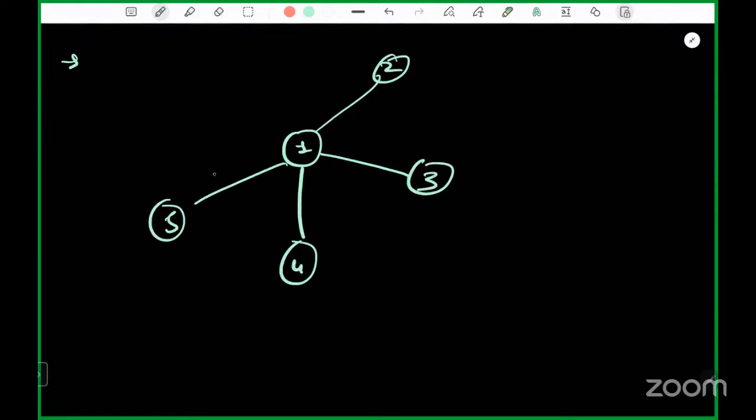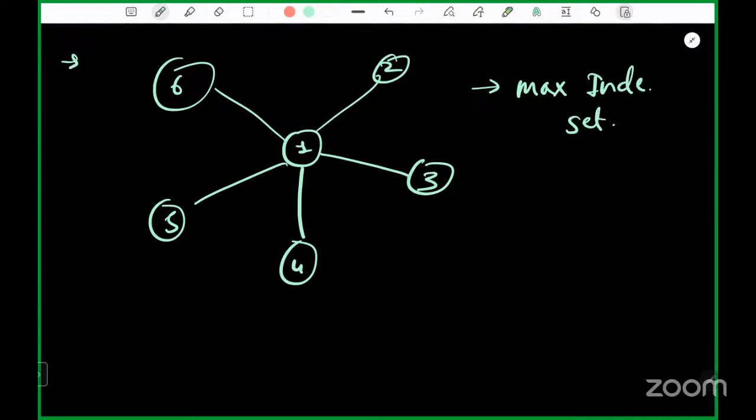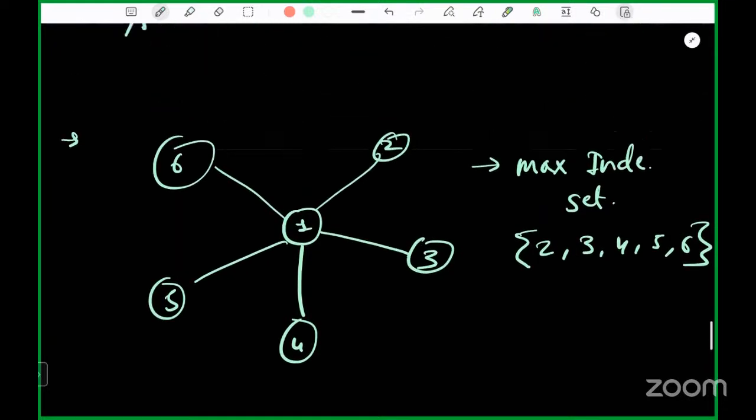Okay, so let's take one more example. Suppose I give you a similar one: 1, 2, 3, 4, 5, 6. Suppose this is the graph. Now what will be the length of the maximum independent set? What do you guys think? Take the outer ones. Outer ones, correct. So that means 2, 3, 4, 5, 6, 5 vertices. So here the maximum independent set is of length 5 vertices.